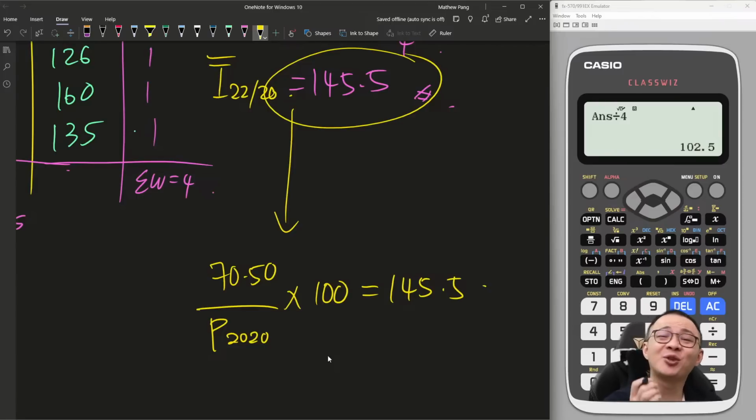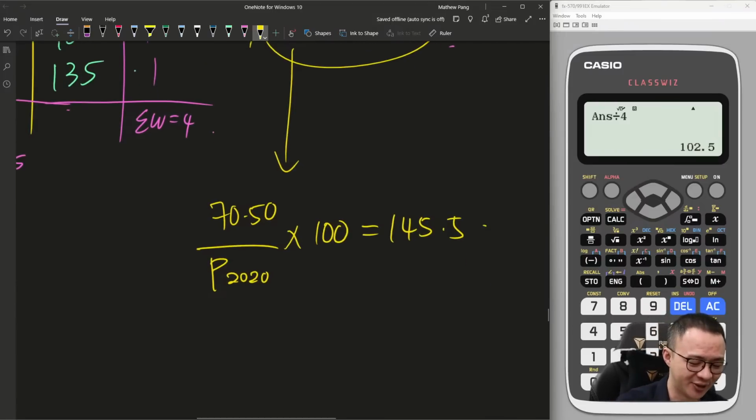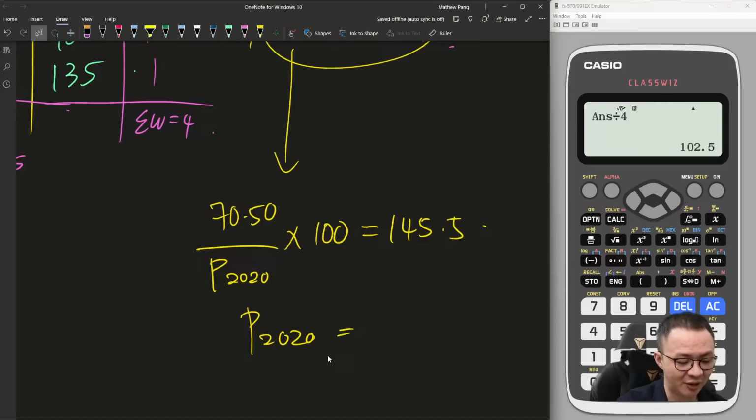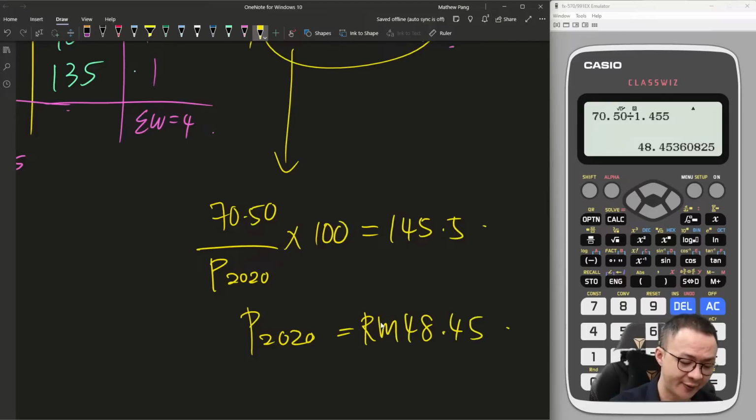But the question wants the price for 2021, you know. So therefore we need to do more work here. So never mind, we find price for 2020 first by solving this simple algebra. Basically it's 70.50 divided by 1.455. So this one, it should be the price of 48 ringgit 45 cent. This is the price for 2020.